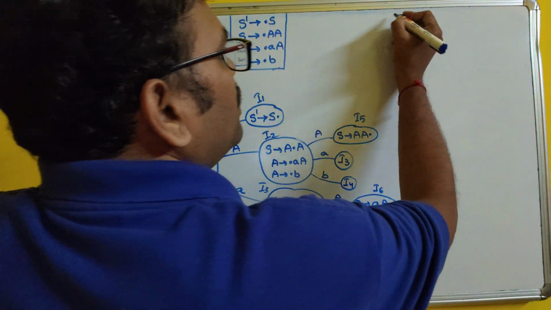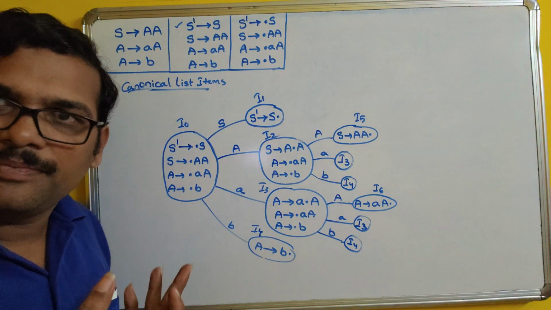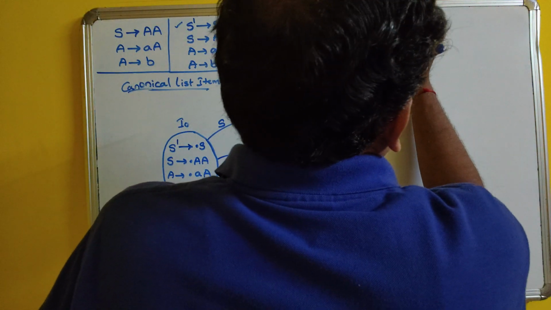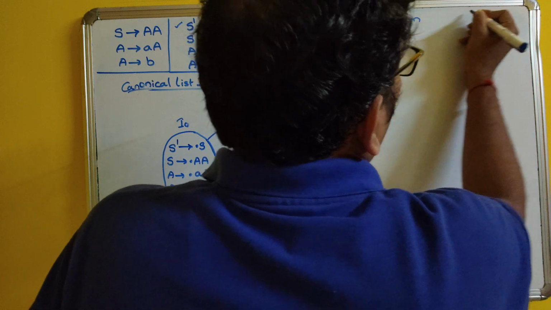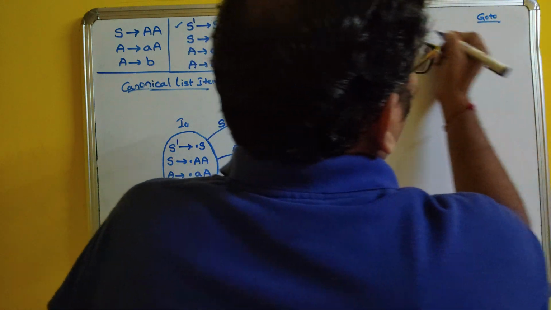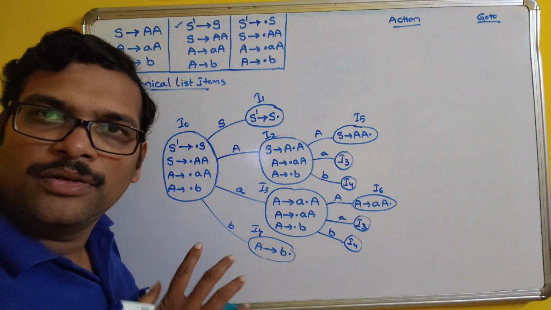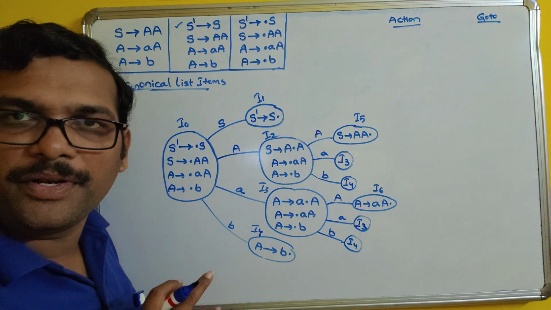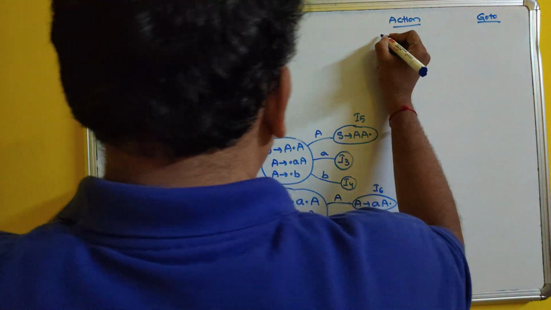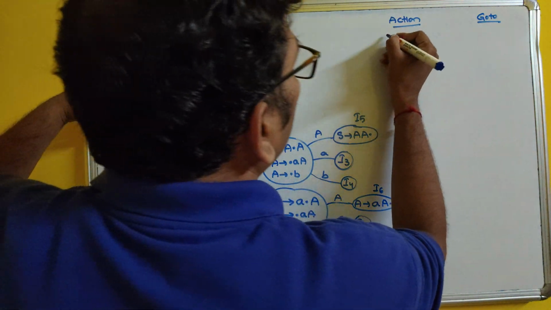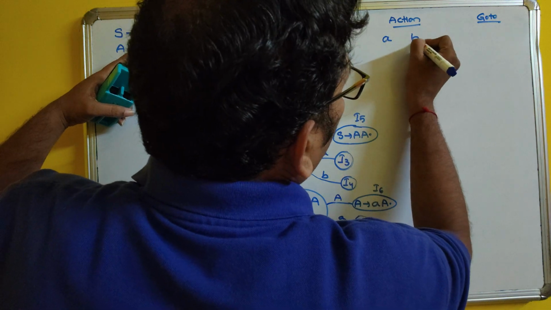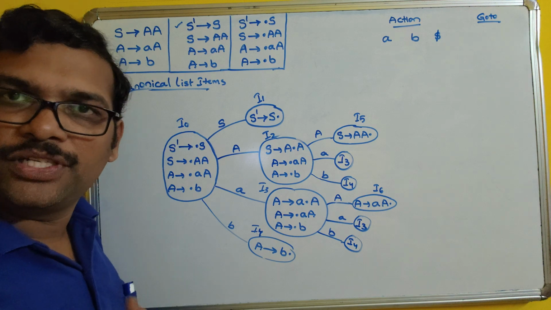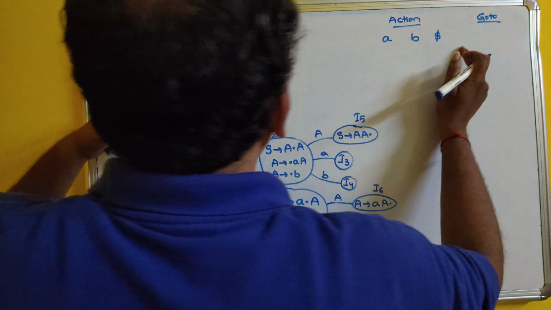Now we have to generate the parsing table. So there will be two options. One is an action option, another one is a goto option. On the action option we have to give all the terminals. On the goto option we have to give all the non-terminals. So here on the action, what are the terminals we are having? A, B and take the dollar, because the end of the input string we represent with dollar.